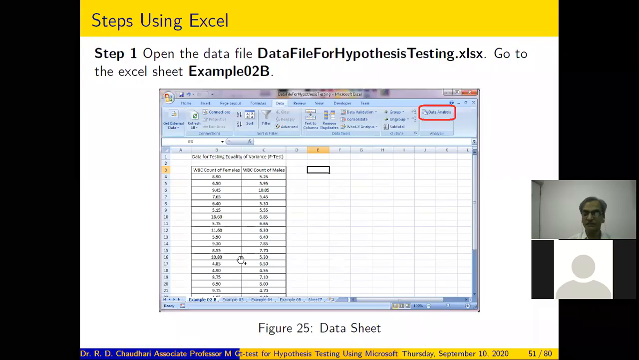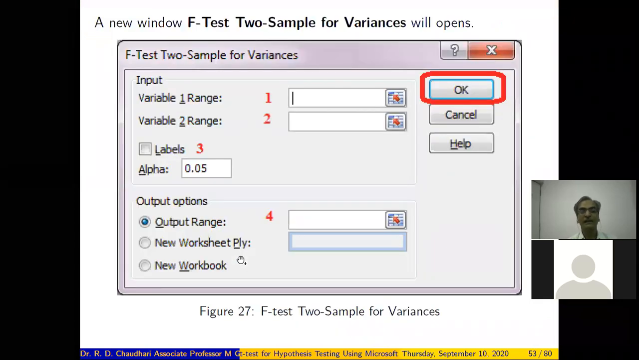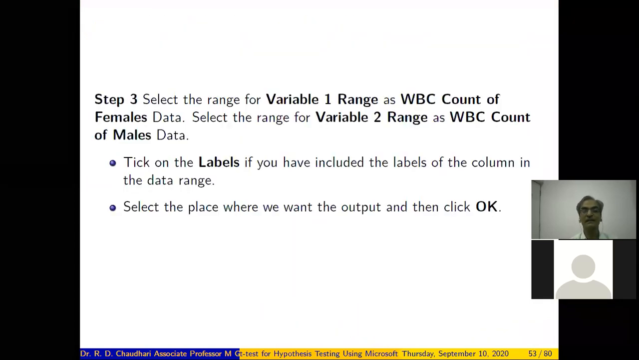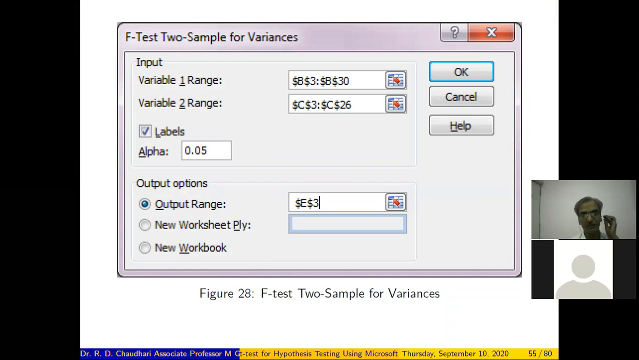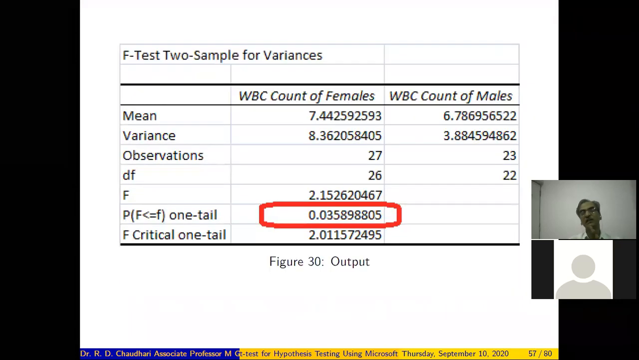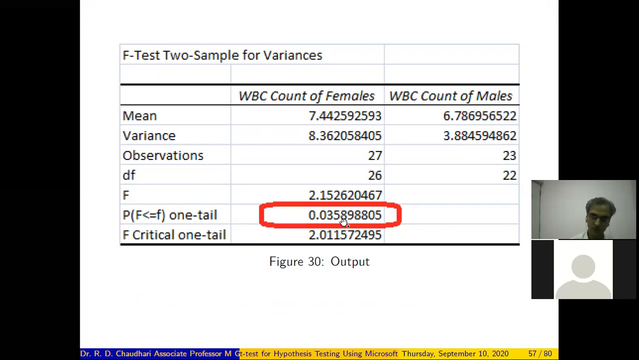So this is how we can apply the F test. Already I have explained these steps: how to select the data range for variable 1 and variable 2, tick mark the labels, select the level of significance alpha, specify the output range, and click OK, and it will give you the output. So this is the output. The p value for the test is 0.0358. Now this p value we have to compare with the level of significance.